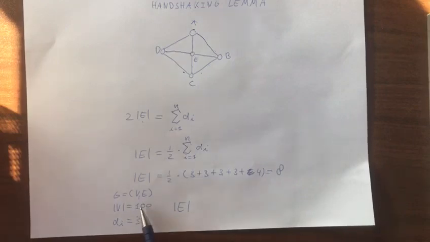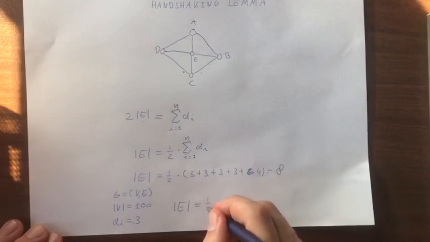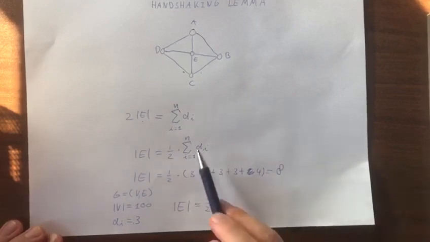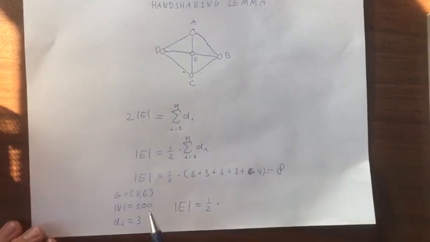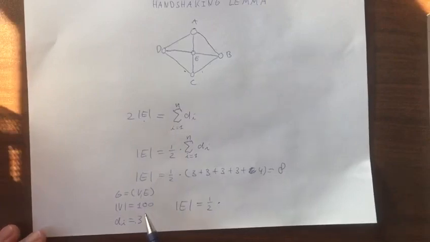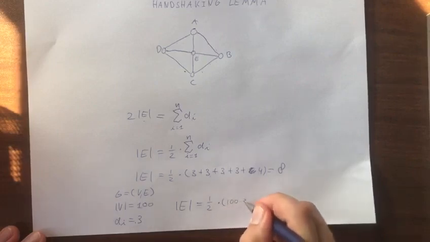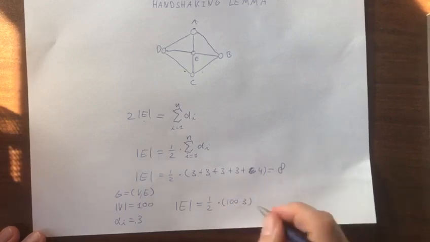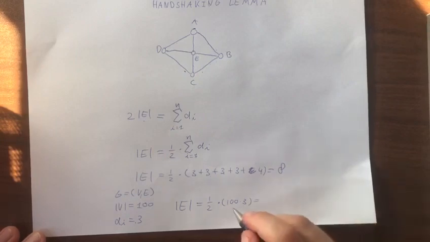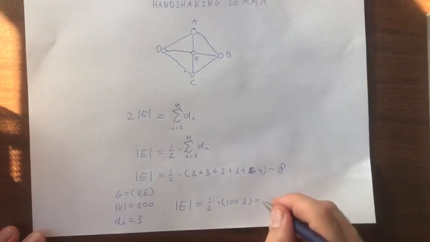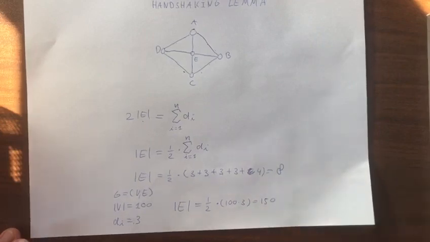Well, we simply plug these values into this formula, which will give us a half times the sum of degrees. Well, what is the sum of degrees? We have 100 vertices, and each vertex has a degree of 3. So the sum will be 100 times 3, which is 300, divided by 2 is 150. So this formula will tell us that this graph should have 150 edges.